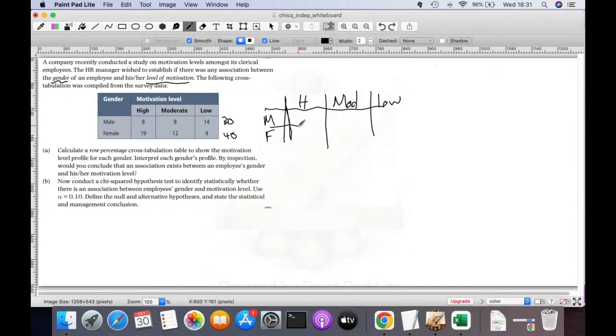Now what they mean by row percentage is they want you to express each number as a percent of the row total. The row totals I've already put here. Remember, we have 30 males and we have 40 females. So for the first value, for males that are highly motivated, you take this 8 and divide it by 30 total, and you express that as a percent.